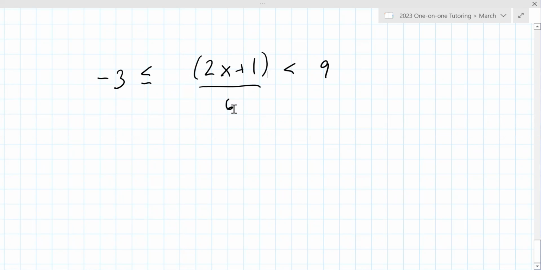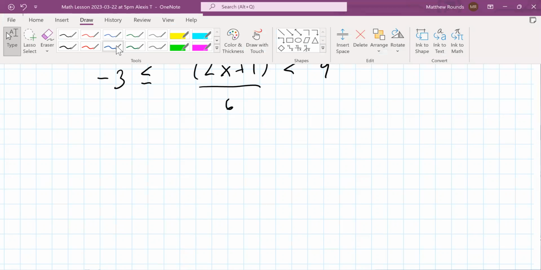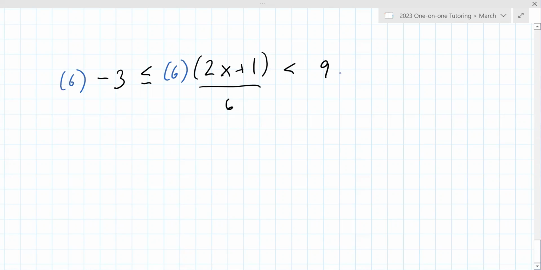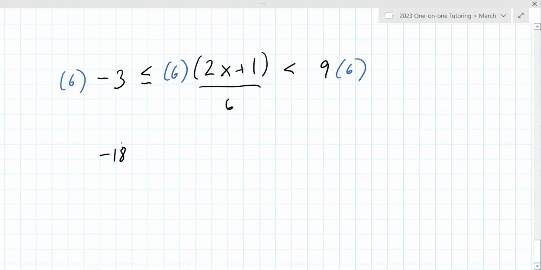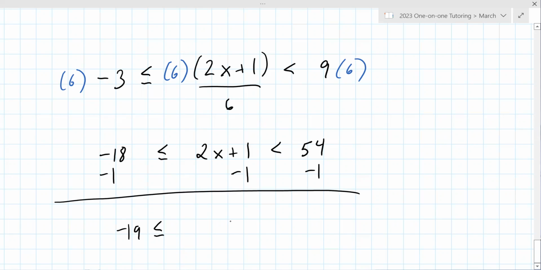When you're solving, you undo addition, subtraction, then multiplication, division. So we're going to undo division by 6 here. To do that, you multiply everything by 6. So on the left here becomes -18 because you're multiplying. In the middle, the 6 drops out. And on the right, you get 54 here. Now we're going to subtract 1 in all 3 places. -19 less than or equal to 2x less than 55.